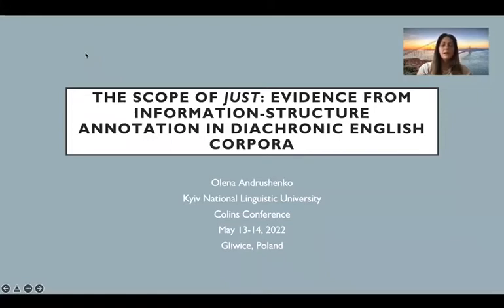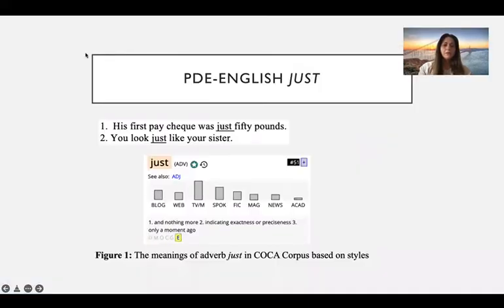Dear colleagues, I would like to present the results of the study on the focusing restrictive adverb just in Middle and Early Modern English corpora. As a focus marker in modern English, just can be used with an exclusive meaning, 'only' (example 1), or as a particularizer in the sense of 'exactly' (example 2).